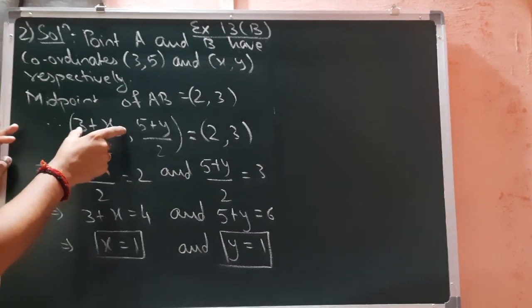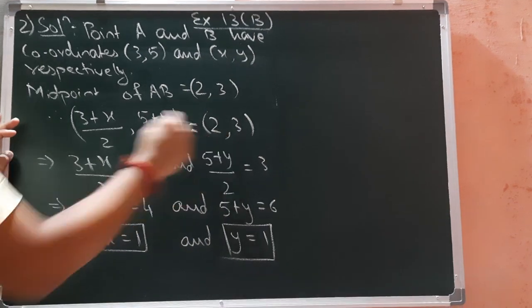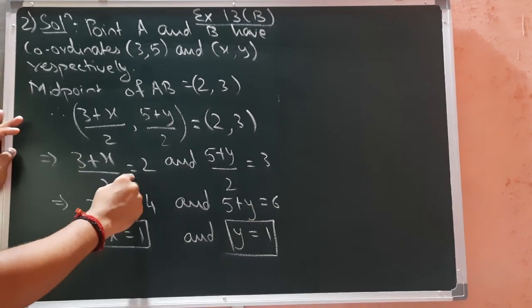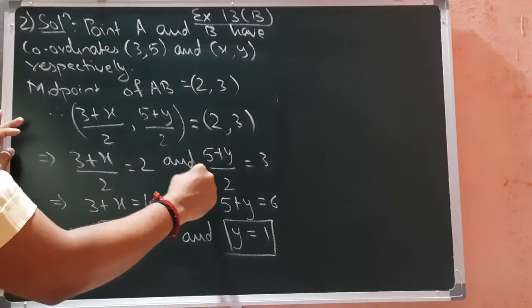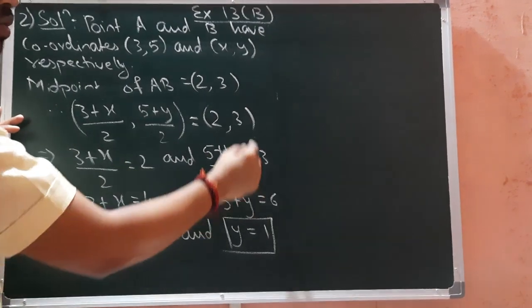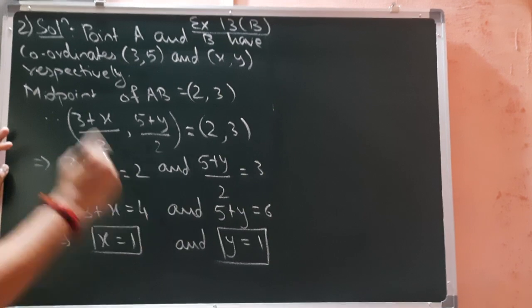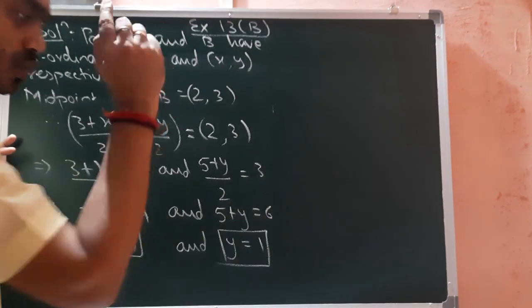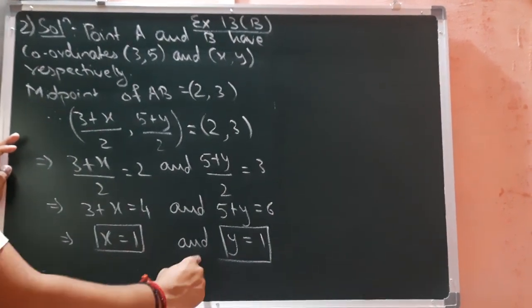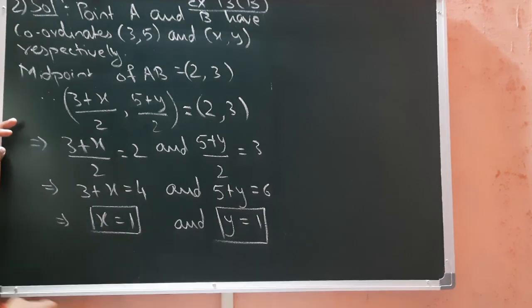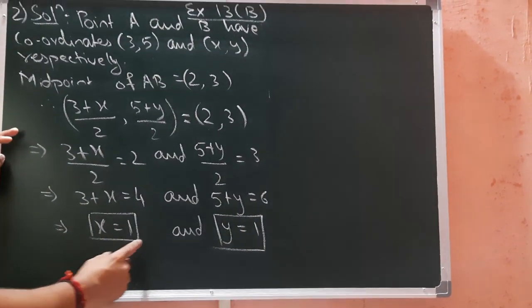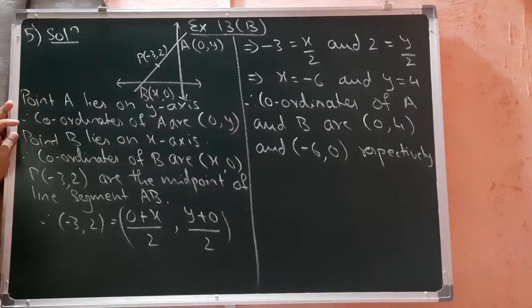Now this x term is equal to this x term. So 3 plus x upon 2 is equal to 2, and 5 plus y upon 2 is equal to 3. So we get 3 plus x is equal to 4 and 5 plus y is equal to 6. x is equal to 1 and y is equal to 1. These are the values of x and y that they are asking for.